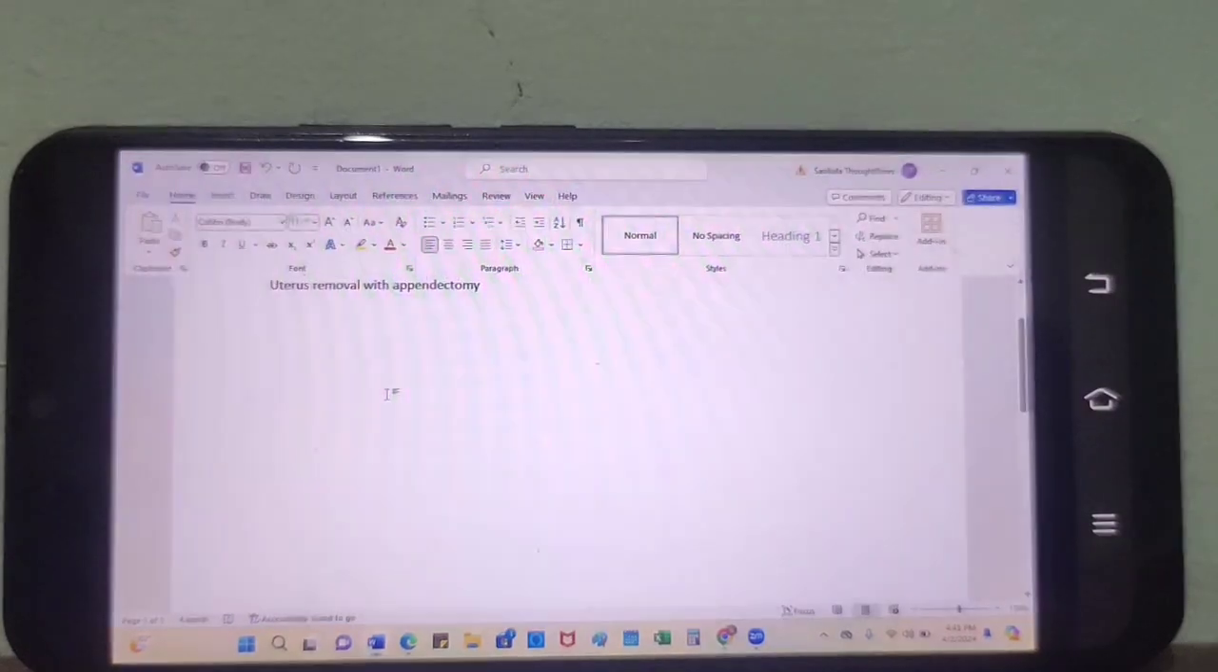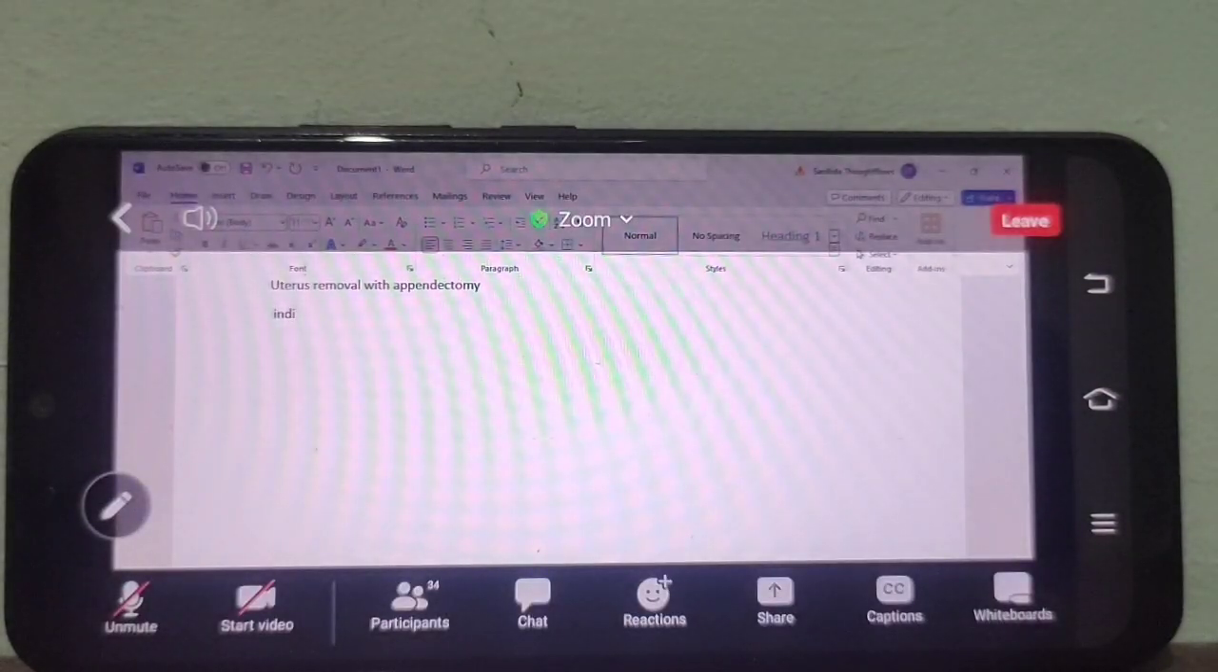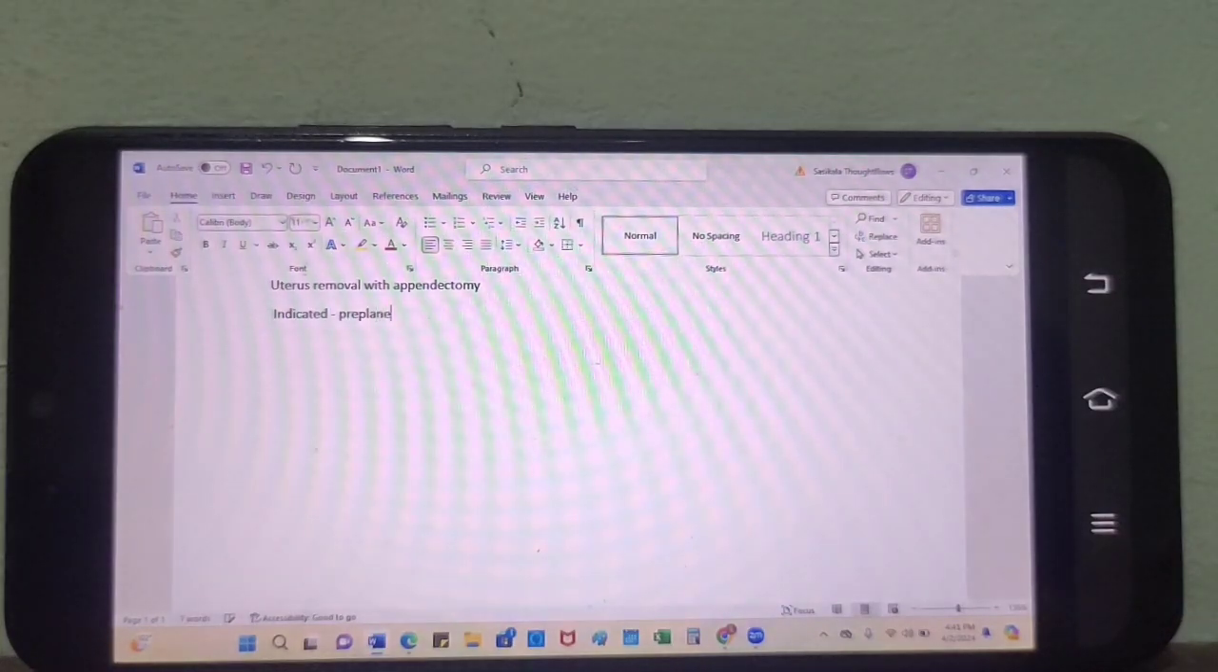So indicated means pre-planned procedure. Did you understand the meaning? Yes, ma'am. Please say yes. Understand? Yes, ma'am.